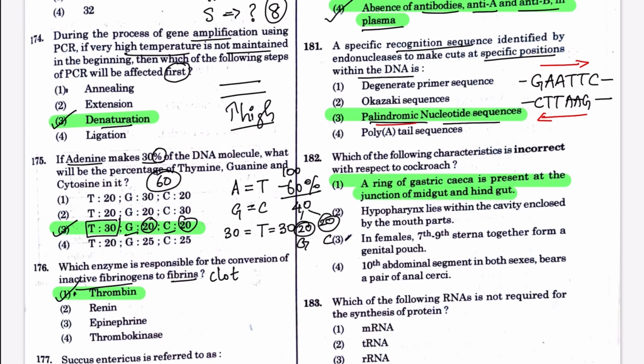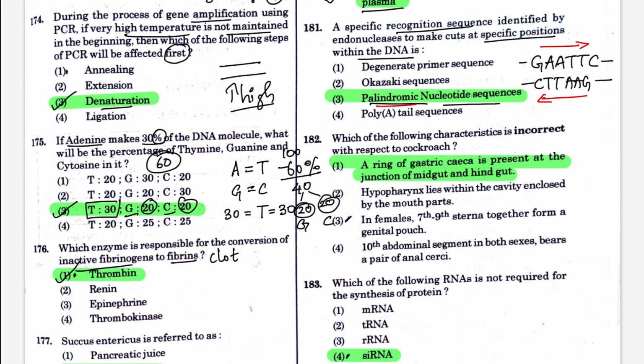Okay, right. So 182, which of the following characteristics is incorrect with respect to cockroach? So they're asking you which is incorrect.